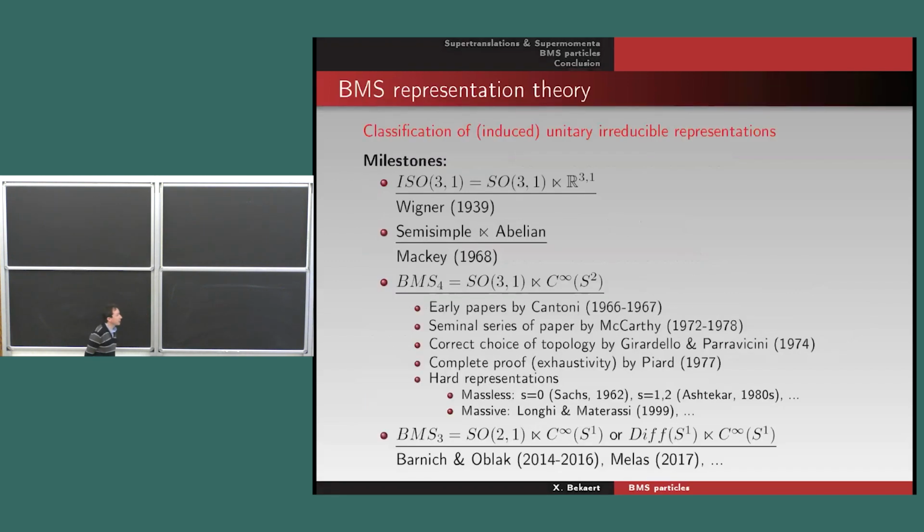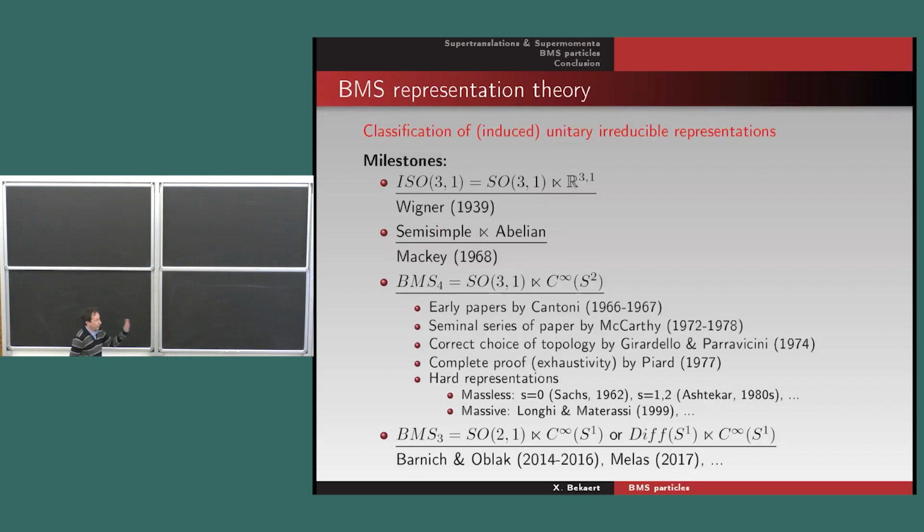Okay, so indeed, many works have been done. So what are the main milestones on the unitary reducible representation theory for BMS? First of all, we can start with what's simplest, Poincaré, so the well-known work of Wigner. As we know, Poincaré has the structure of a semi-direct product between Lorentz and translations. And the useful property is that this one is semi-simple, so we know its representations, and this one is abelian, so we can make use of this to build the representation.